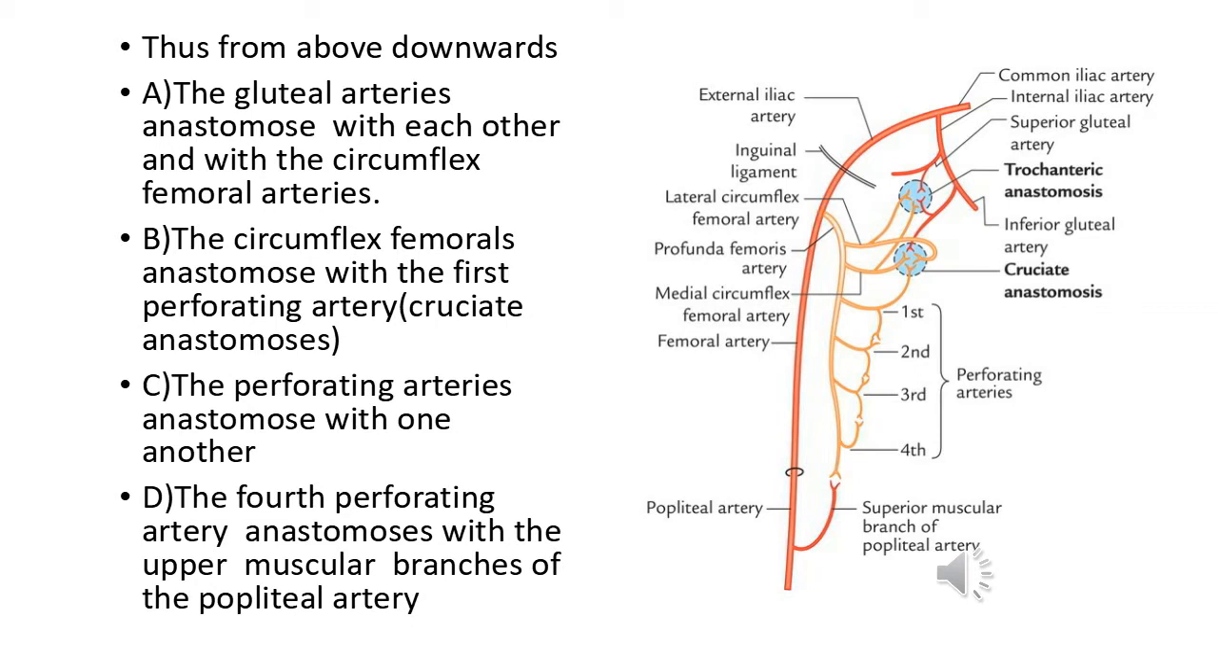Then you can see the perforators. These perforators are anastomosing with each other. So the perforating arteries anastomose with one another. And the last one is the fourth perforating artery. It anastomoses with the upper muscular branches of the popliteal artery. So there is a chain of arterial anastomosis, or the longitudinal anastomosis, at the back of thigh.